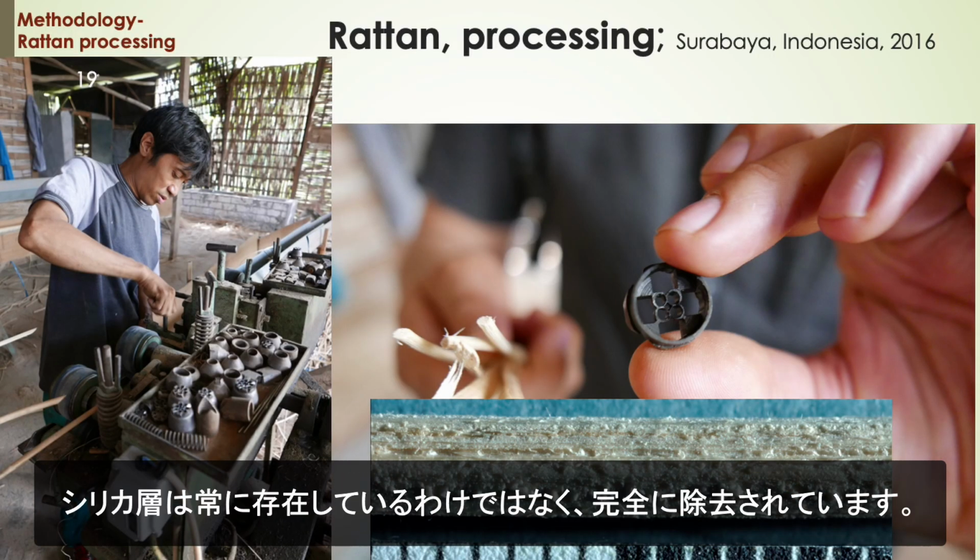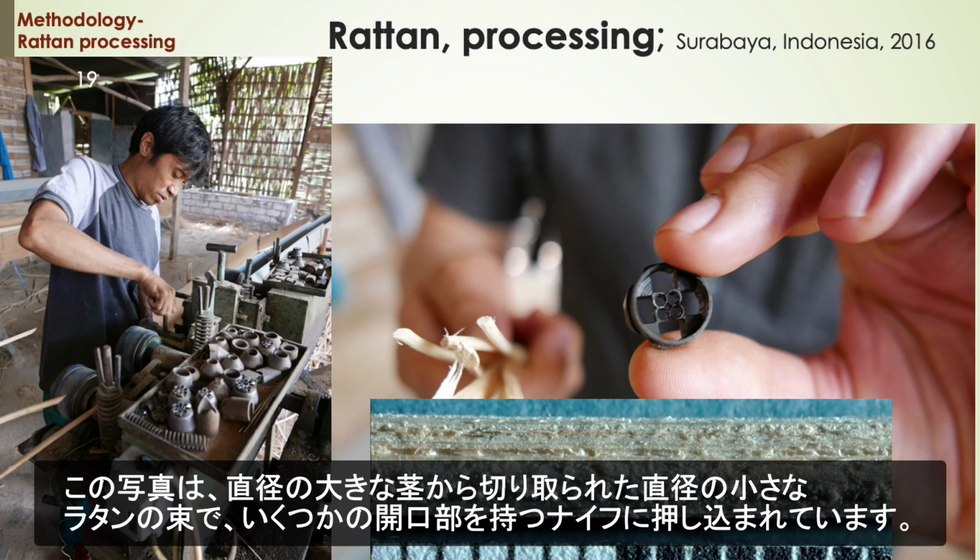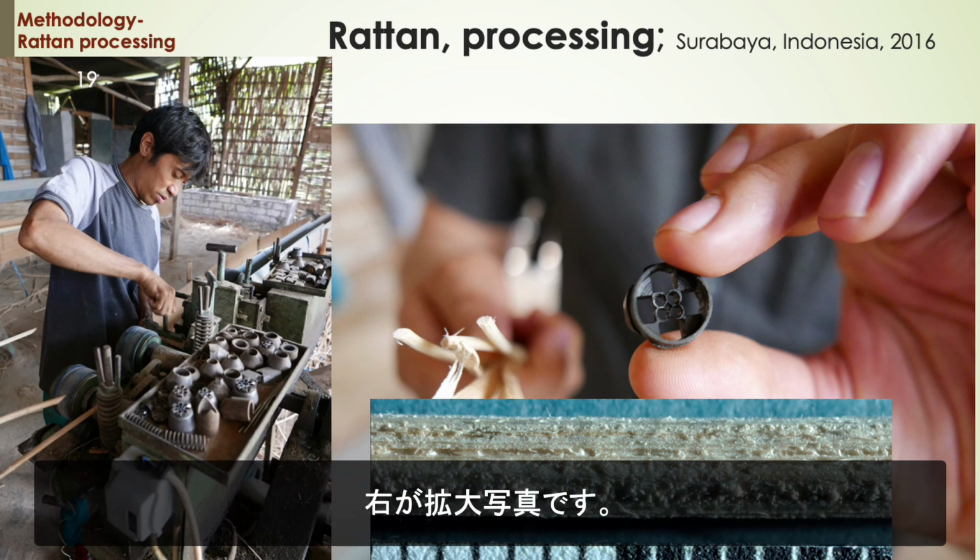The silica layer is not always present, as you remember from our very first slides of the contemporary artwork, and could be completely removed. How that was done became really clear when I visited another rattan processing plant in Surabaya, also in 2016. What we see here, in the center, is a bunch of small-diameter rattan strands, which were cut out from a larger-diameter stem, which was pushed through the knife which the man is holding for us to see.